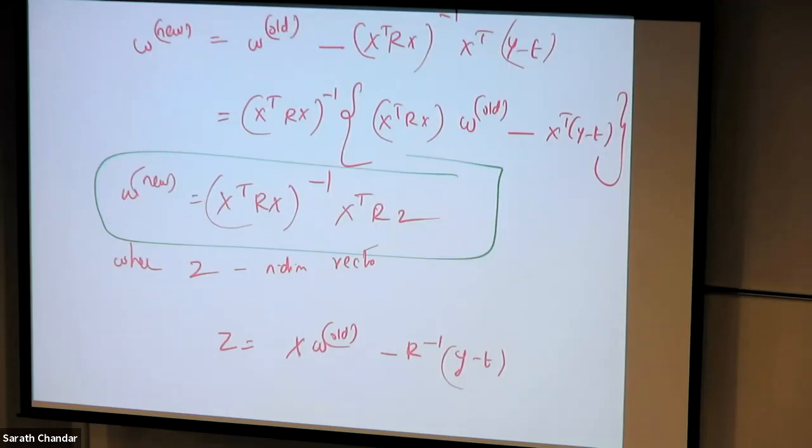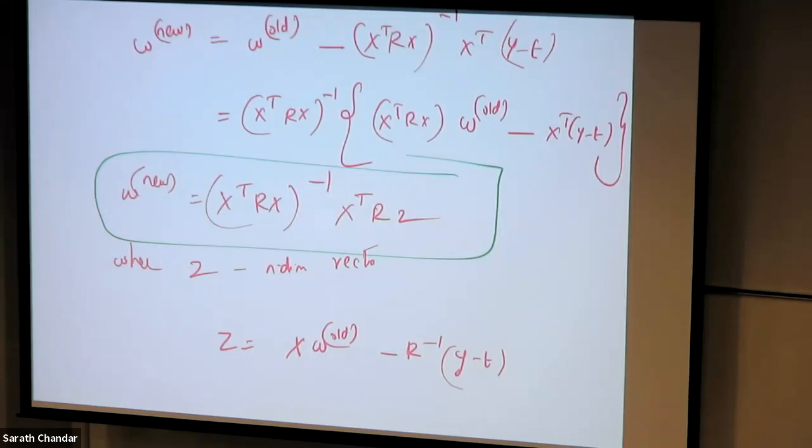So this equation looks exactly like least squares, but with an extra weighting term. The solution for least squares was X transpose X inverse X transpose Y. Now I'm weighting them by the R matrix, right? Now this R is a constant, but it depends on W, right? This R is going to keep changing, right?